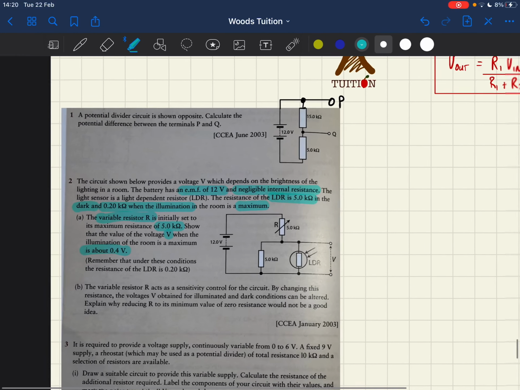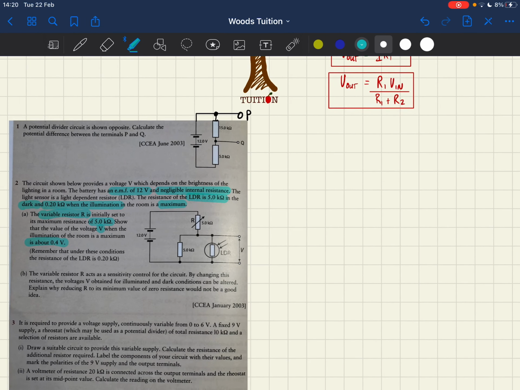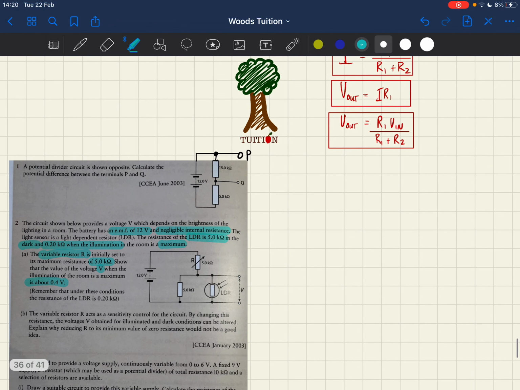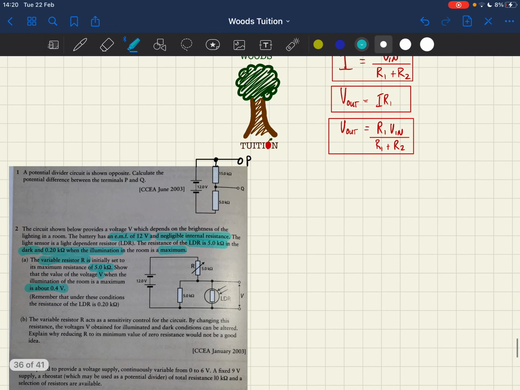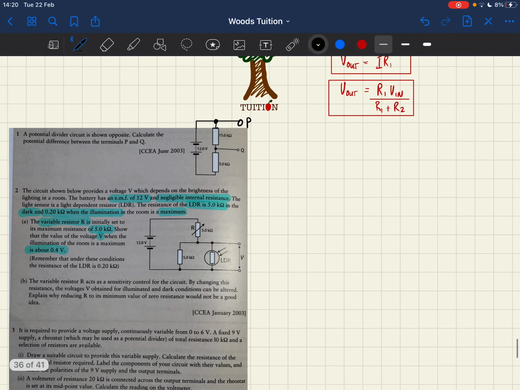So this is not easy. It's a relatively tricky question. The first thing we need to do is figure out what the resistance is of our parallel circuit. So these two here. We've got our LDR at 0.2 kilo ohms, and that's going to be 1 over 0.2 plus 1 over 5, times 10 to the 3 for kilo ohms, is equal to 1 over our parallel resistance.